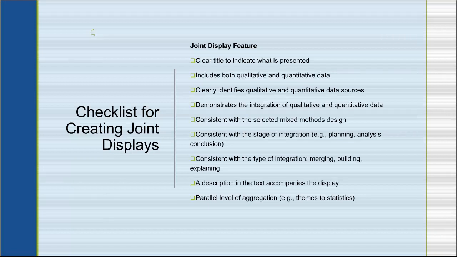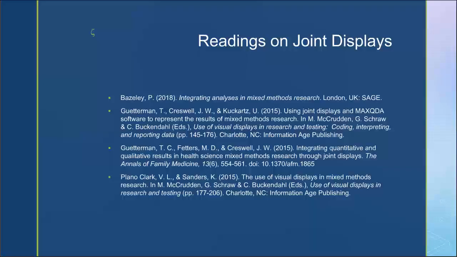And finally, you might think about parallel levels of aggregation. So a theme is sort of a broader level, for instance, kind of like a statistic or a p-value. So just be wary of criticism that might arise if you're trying to compare quotes, which is really more raw data, with, say, a statistic, for instance.